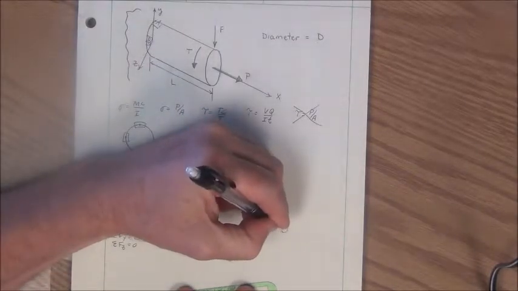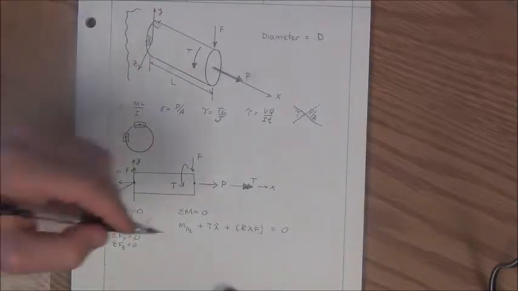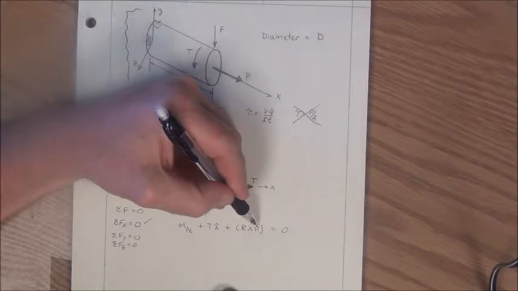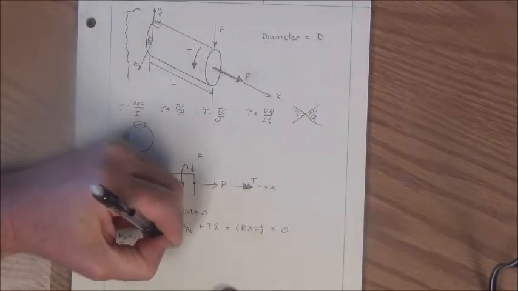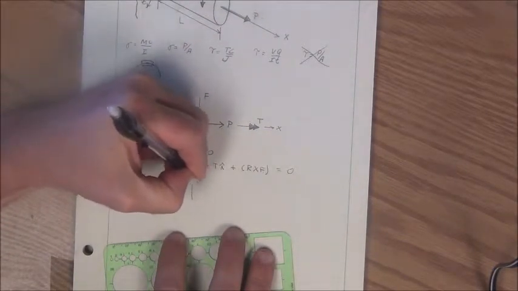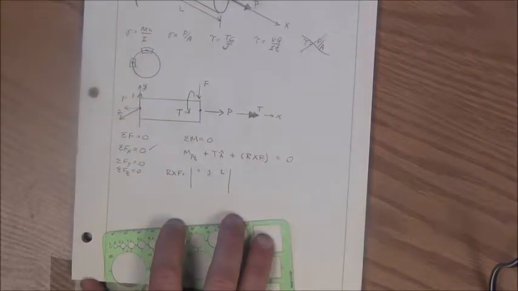All of this will be equal to 0. Now I need to determine what exists in my cross product R cross F. So R cross F will be equal to the I, J, K unit vectors.